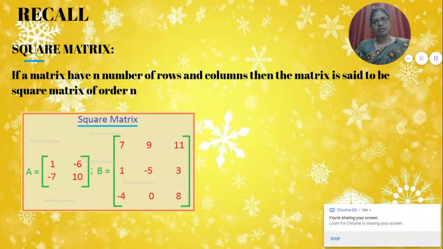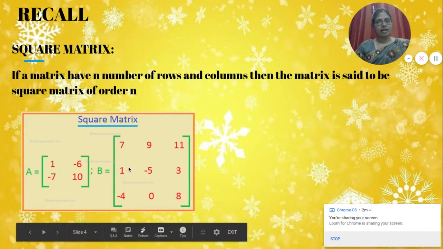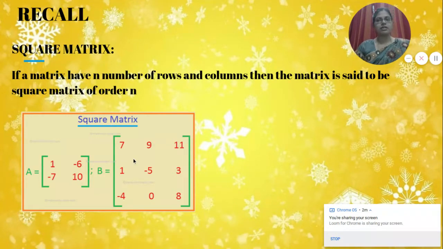In the earlier classes, we have learned the types of matrices. We'll have a quick glance at what a square matrix is. A matrix is said to be a square matrix if it has an equal number of rows and columns. This is an example of a 2 cross 2 matrix, that is a matrix of order 2, and this is a 3 cross 3 matrix, that is a matrix of order 3.